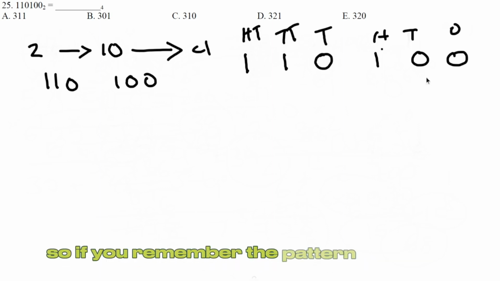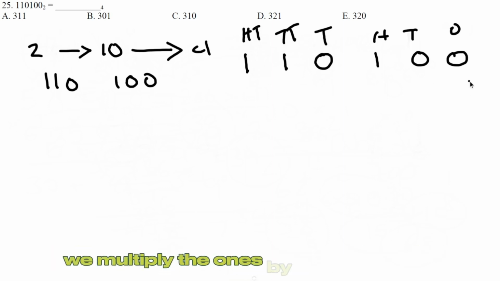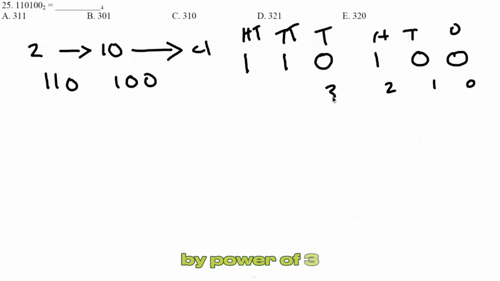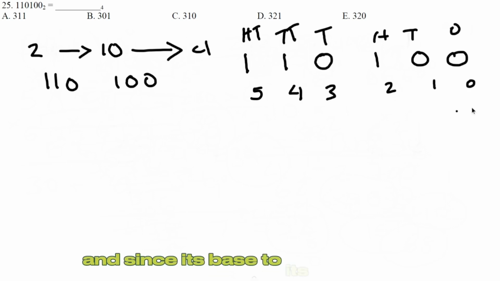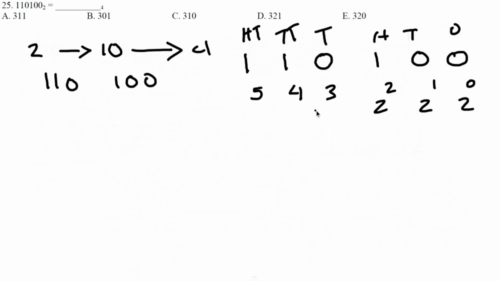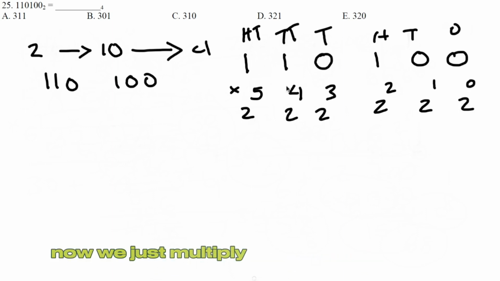If you remember the pattern from last time, we're multiplying the ones by power of 0, tens by power of 1, hundreds by power of 2, thousands by power of 3, 10,000s by power of 4, and 100,000s by power of 5. And since it's base 2, it's 2 power 0, 2 power 1, 2 squared, 2 cubed, 2 power 4, 2 power 5. Now we just multiply all these and add up the products.